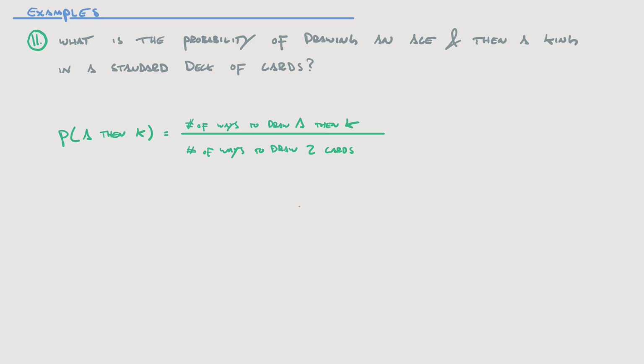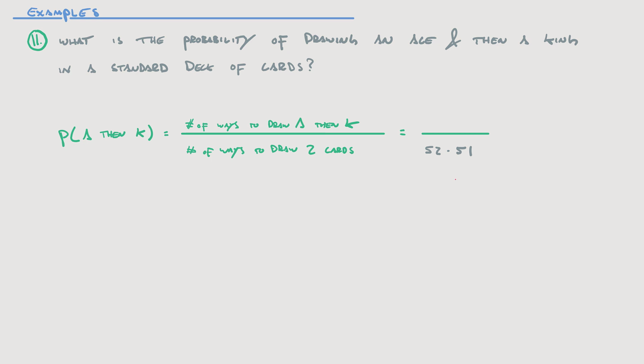The number of ways there are to draw 2 cards from a deck of 52: for your first card, you have 52 cards to choose from, or that you could be dealt, because it's random, right? And then once you're dealt a card, there's now only 51 possibilities for that second card. So your denominator would just be 52 times 51.